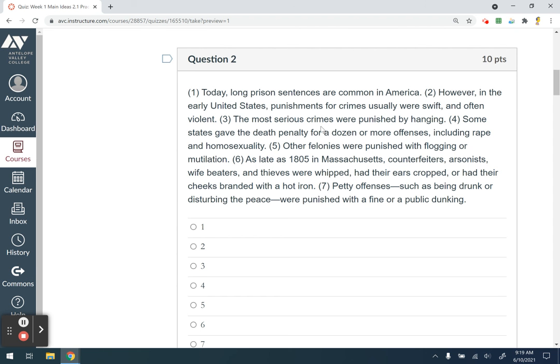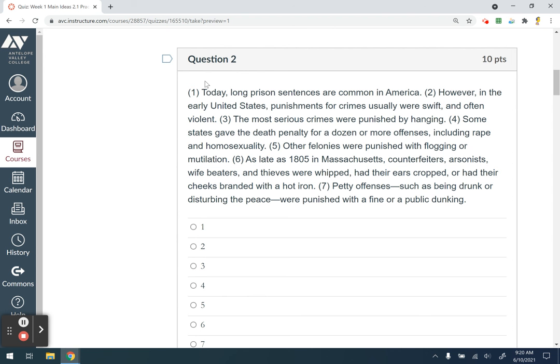So they're saying the most serious crimes were punished by hanging. Some states gave the death penalty. So again, we're talking about the crimes and the consequences. Other felonies, and felonies are again crimes. And then they also talk about the consequences as well. So looking here, it's about the crimes. And what are they saying here?